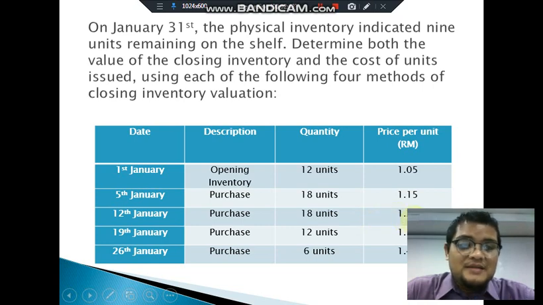The price has increased. Then on the 19th of January, you purchase another 12 at 1 ringgit 30. And on the 26th of January, you purchase another 6 at 1 ringgit and 40 cent. So the price is going up. Now how can you calculate the value?